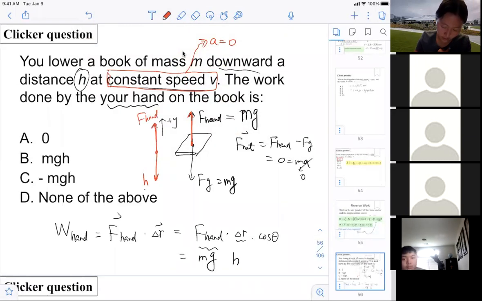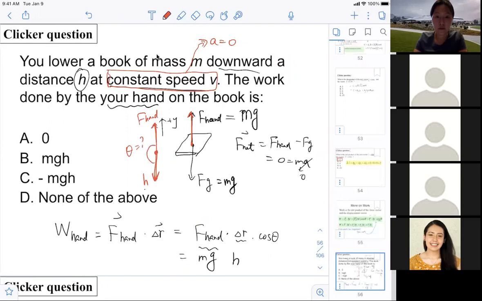This is one vector. This is another vector. What is the angle between them? 180. 180 degrees. Very good. Thank you, Jacob and Berenice, for answering that. And it's cosine of 180, which is -1. So you get negative mgh. So it's C. Okay, C is correct.